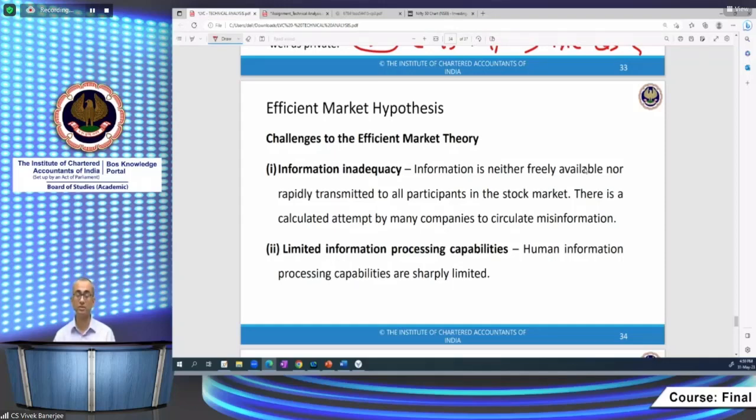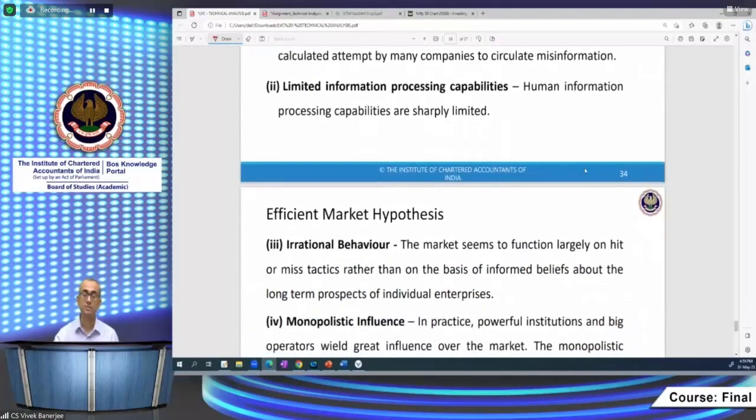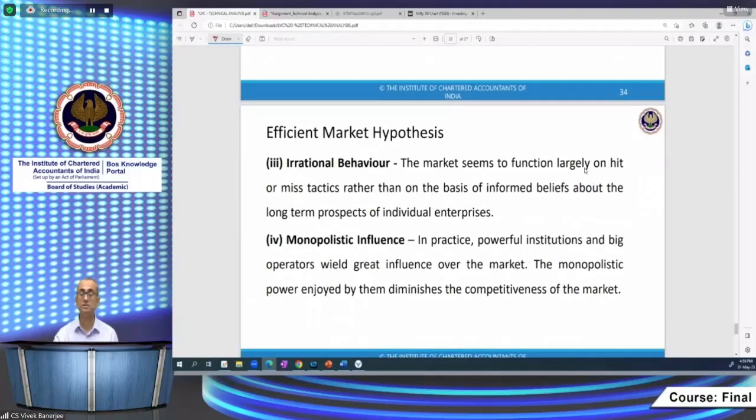If I cannot process, if I cannot remember all the information, then I cannot take decision on that. So this is a challenge to the efficient market theory. Another challenge is the irrational behavior. Actually, most of the investors behave irrationally, not in a rational manner.